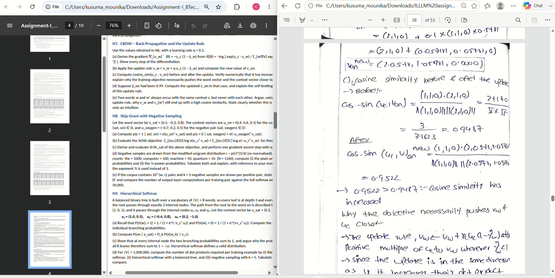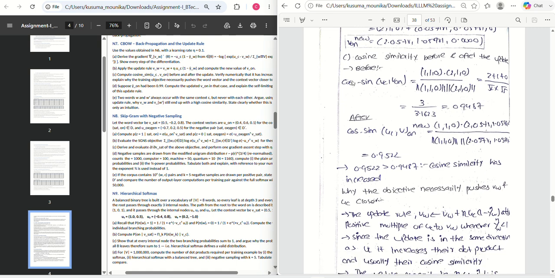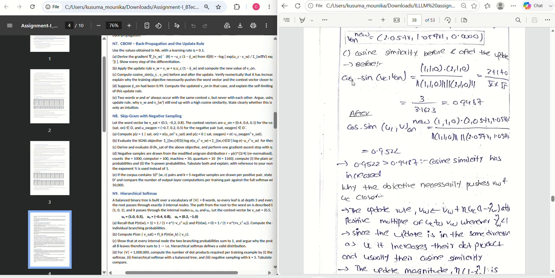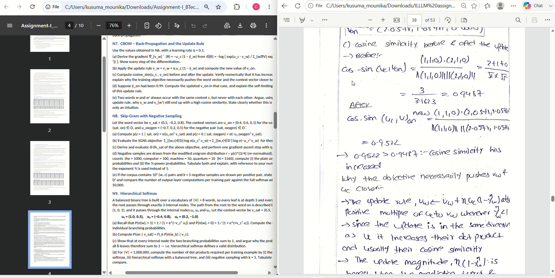The third question: cosine similarity between UC and V before the update. The dot product over the magnitudes gives 0.9487. After the update, recomputing with the new V gives 0.952. We can see that 0.952 is greater than 0.9487, confirming that the update pulled the vectors closer together.